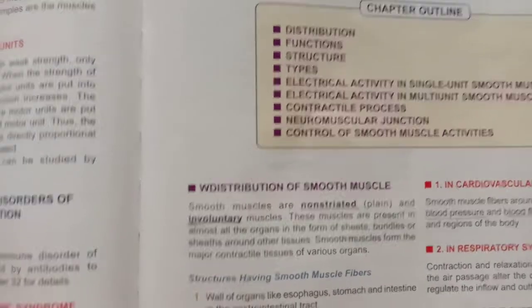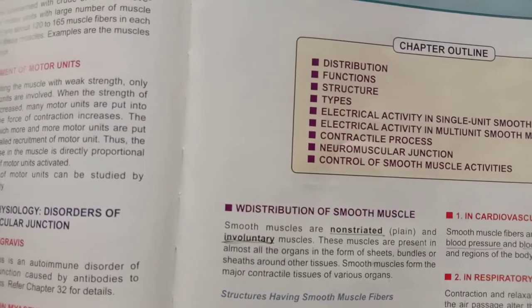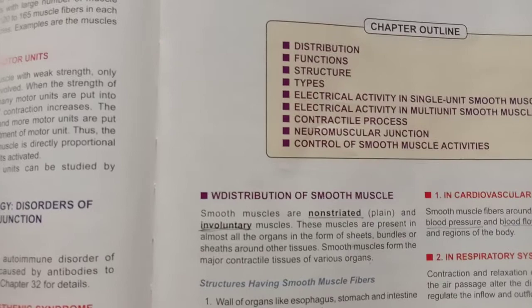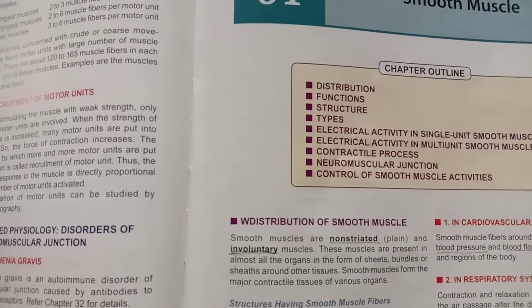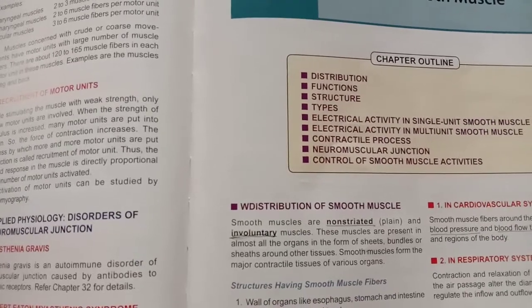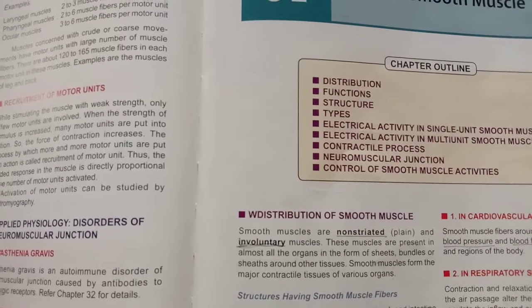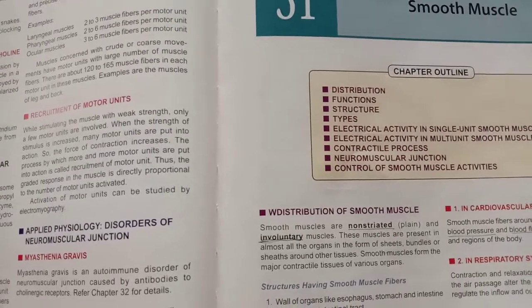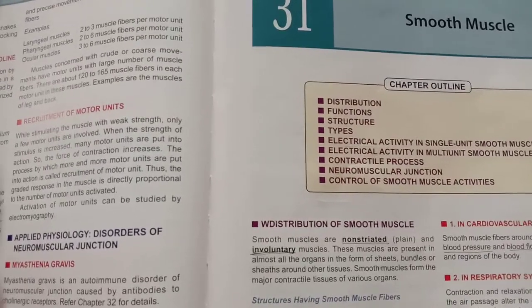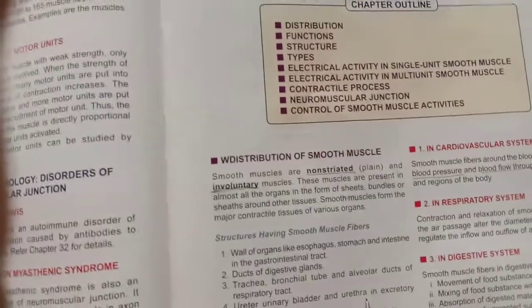We know that smooth muscles are non-striated and involuntary, and they are present as sheets in the organs. They are very common in the body because they are present in the visceral organs. Some examples we are going to see of where smooth muscles are present exactly.